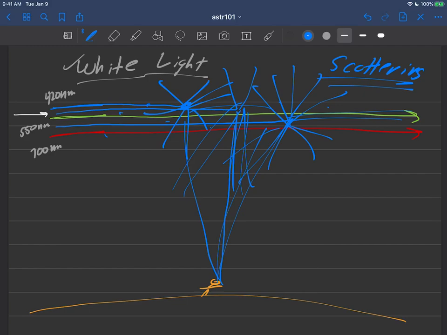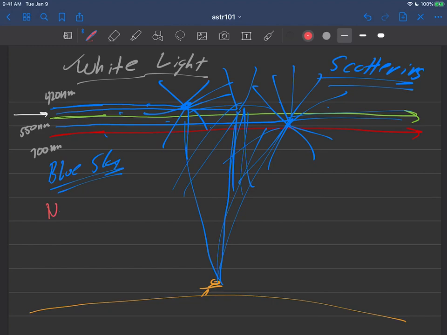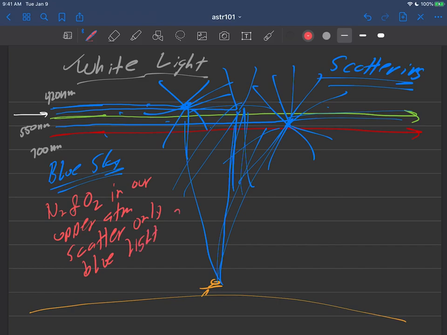Let's see if we can capture it maybe in one final summarizing sentence. The blue sky. Oh, how do we want to say this? We can say N2 and O2 in our upper atmosphere scatter only blue light from the sun. And I'll just leave it at that.